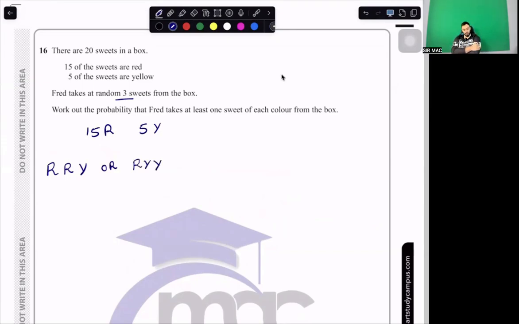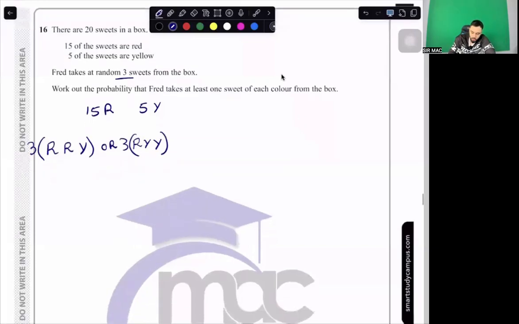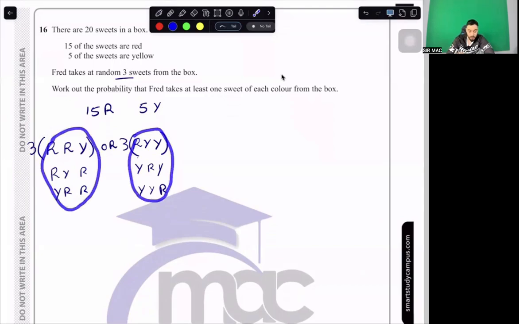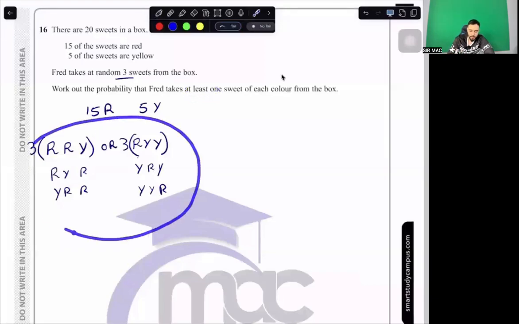and there can be 3 possibilities for this, and 3 possibilities for this. Let me just explain that to you. Red, red, yellow can also be red, yellow, red. It can be yellow, red, red. Similarly, red, yellow, yellow can be yellow, red, yellow, and it can be yellow, yellow, red. Anything other than that is not possible. So there are 3 of this and 3 of these. Three of the same color can't be there, because at least means at least 1 red and 1 yellow should be there. So these are the total possibilities.